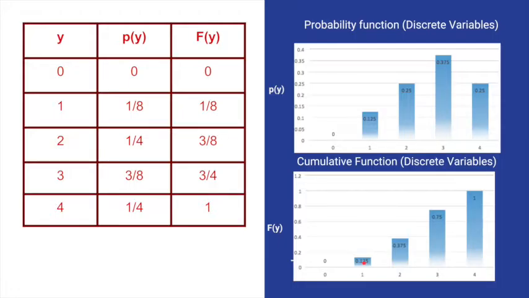Then for the third value, we just add the previous probability plus 1/4, so it will give us 3/8. And for the next probability, it will be 3/8 plus 3/8, 3/4. Finally, the last probability plus the cumulative probability, it will give us 1. This 1, we always have to reach this value because it represents 100% of the total probability.